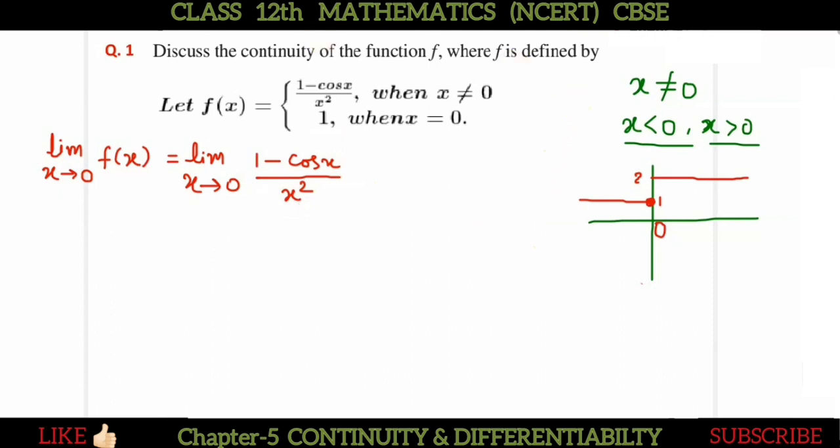Now I had discussed earlier that if we put the value of x directly in this function for solving the limit, then you see that directly putting the value of x, 1 minus cos of 0 becomes 0 upon 0, because cos 0 is 1, so 1 minus 1 is 0. So it is coming in 0 upon 0 form.